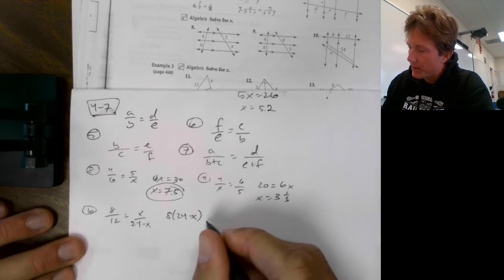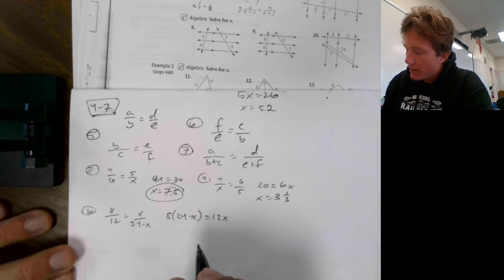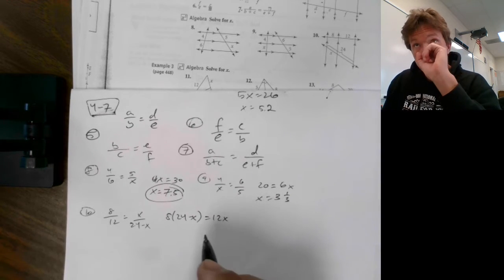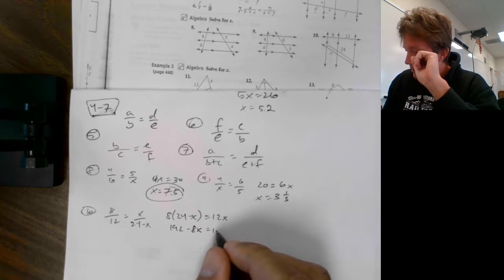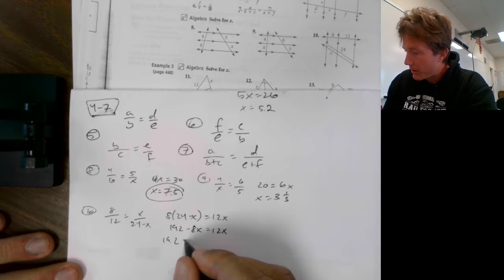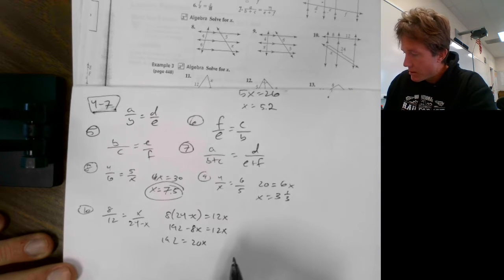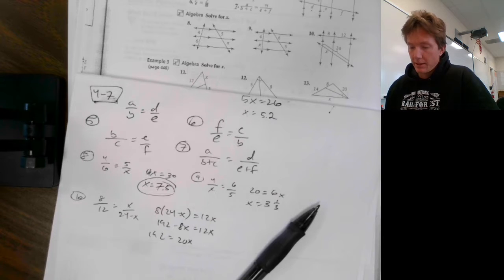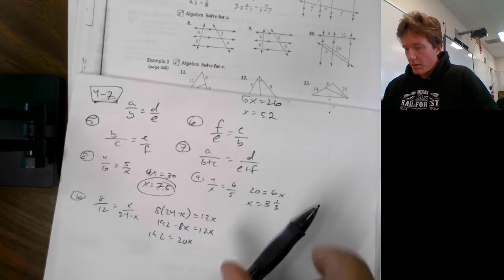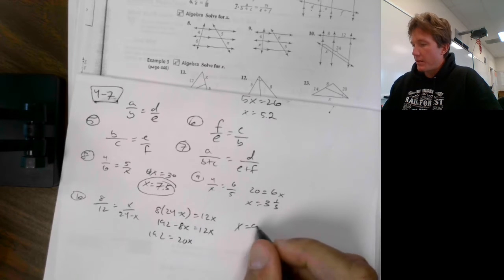8 times 24 minus x equals 12x. 8 times 24 is 192. Minus 8x equals 12x. 192 equals 20x. Divide by 20. Calculator. 9.6. X equals 9.6.